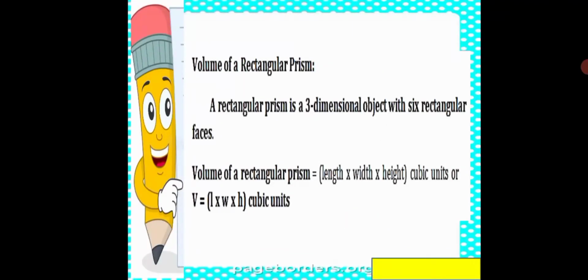For the volume of a rectangular prism: a rectangular prism is a 3-dimensional object with 6 rectangular faces. The volume of a rectangular prism is length times width times height. In cubic units, V is equal to L times W times H.